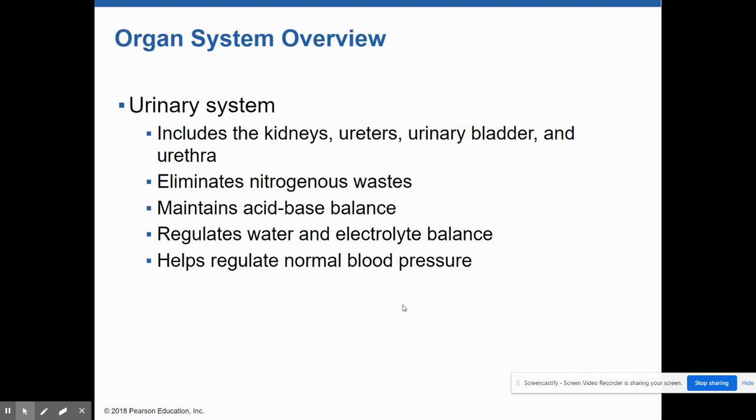Next is the urinary system. This includes the kidneys, ureters, urinary bladder, and urethra. It eliminates nitrogenous waste, maintains acid-base balance in the body, regulates water and electrolyte balance, and helps regulate normal blood pressure.